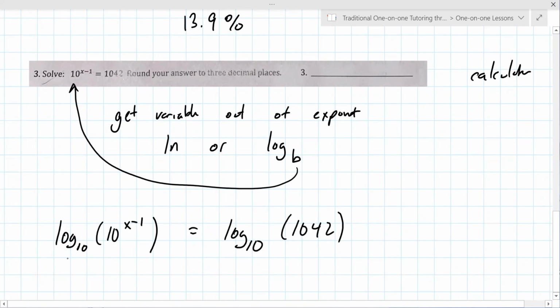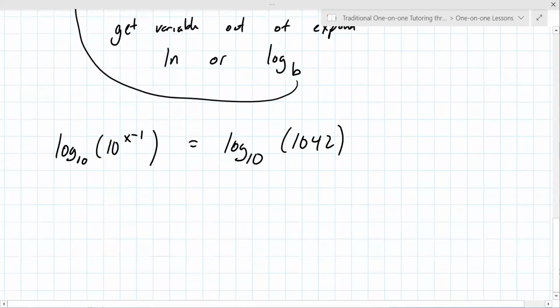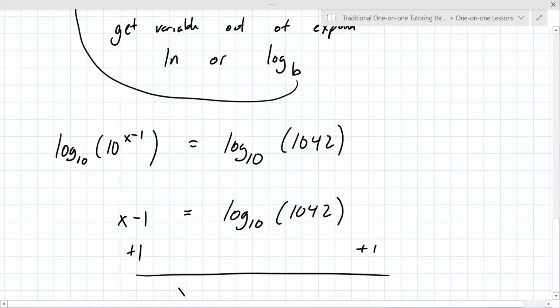It's 10 because the base of the exponent is 10. Now on the left, these undo each other. And if you want more explanation on that, I can provide it. But the net result is you just get x minus 1 on the left. That goes away. On the right, this is a number. It's something you're going to put in your calculator, but you generally want to wait until the end to do that. We're going to add 1 to both sides. So x is equal to log base 10 of 1042 plus 1.